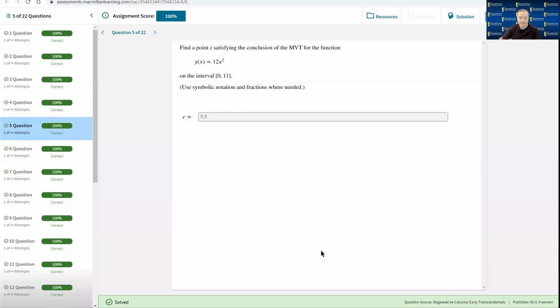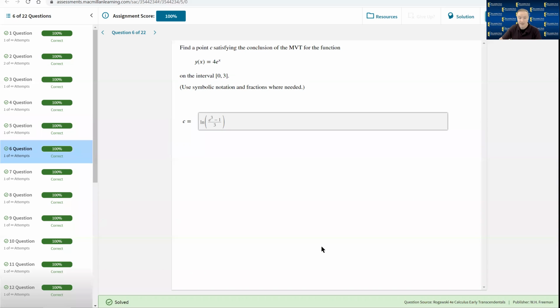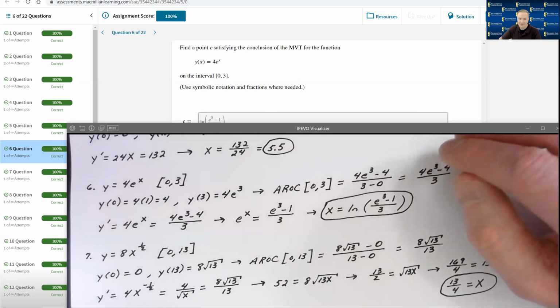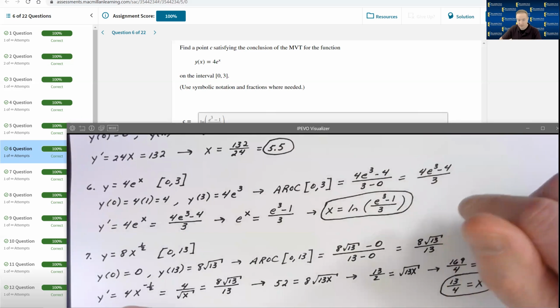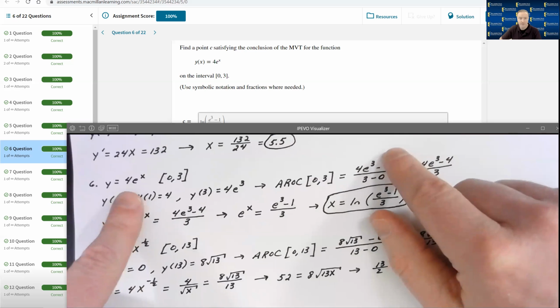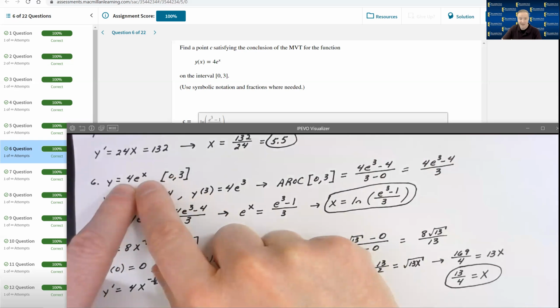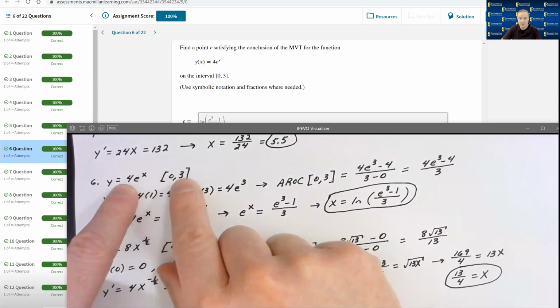Up next, it's another mean value theorem problem. So it's going back to an exponential function. This is going to be similar to number 4. It's a little bit easier than number 4. We have our exponential function 4e to the x. Now it's on the interval 0 to 3.